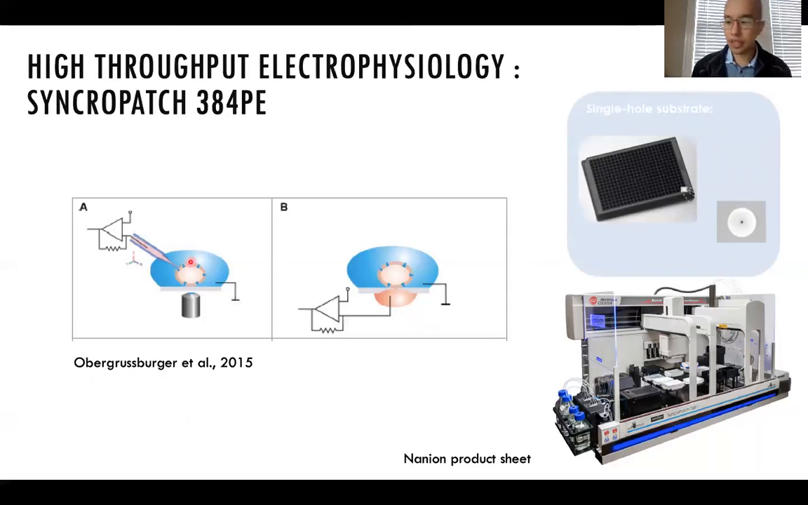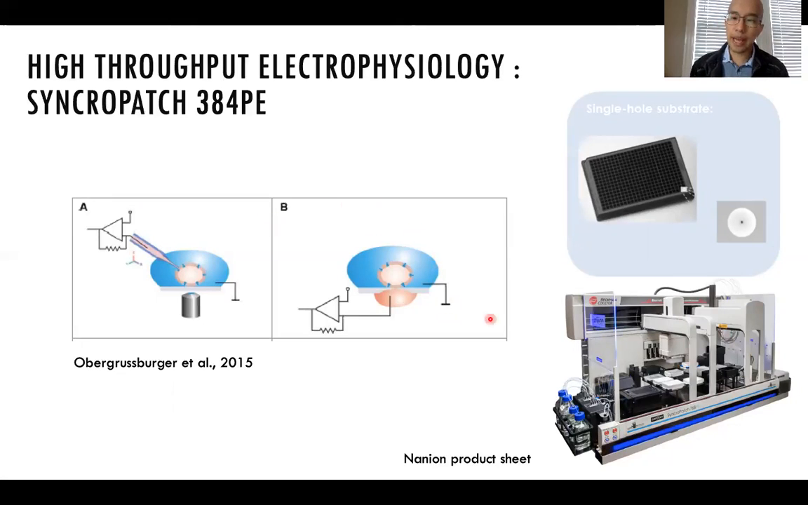So just briefly here, what I'm showing you on the left is the traditional manual patch clamp method of electrophysiology, where you have a glass pipette that is pulled to a tapered end and then brought in close proximity to the cellular membrane, at which point you will form a seal with the cellular membrane.